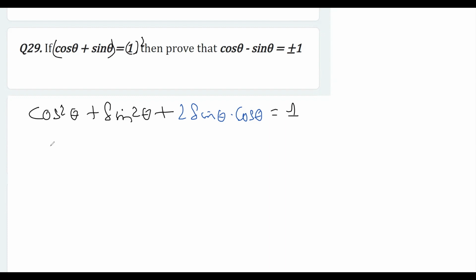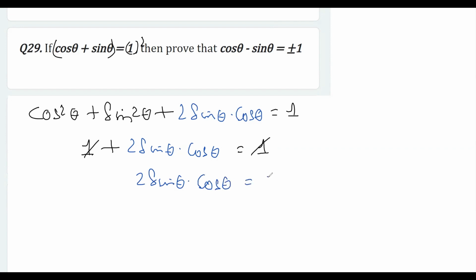And this is a square plus b square plus 2ab. What we know is that sine square plus cos square is 1, so is cos square plus sine square. So I can replace this with 1. So we'll get 1 plus 2 sine theta dot cos theta is equal to 1. So I can cancel this. Further, I can say directly that 2 sine theta dot cos theta is equal to 0. So let's mark this as equation 1.